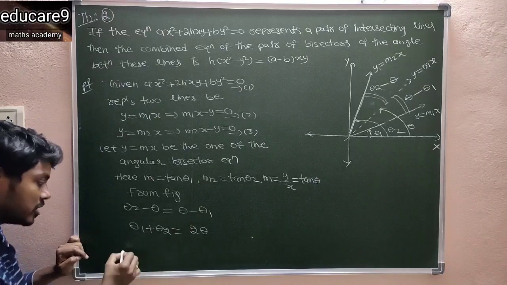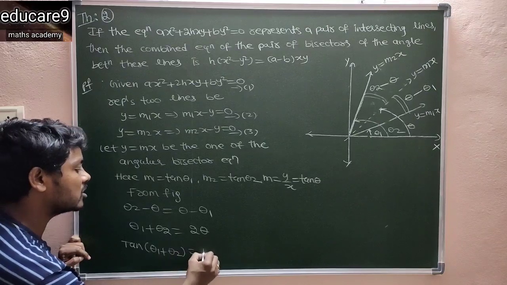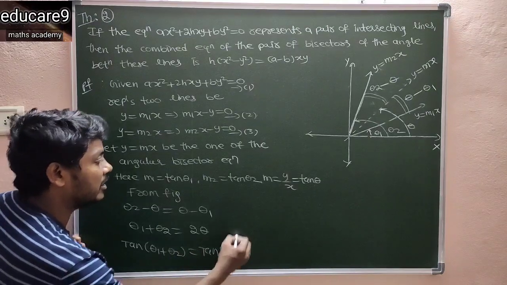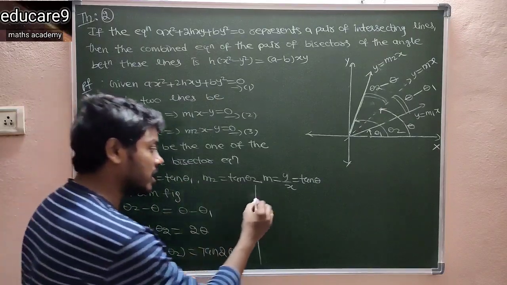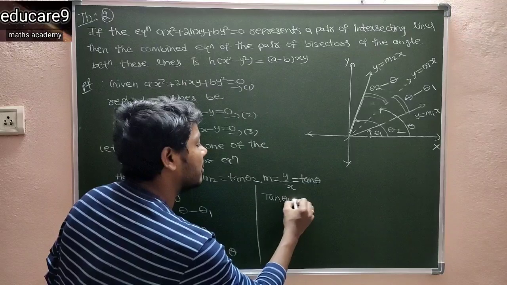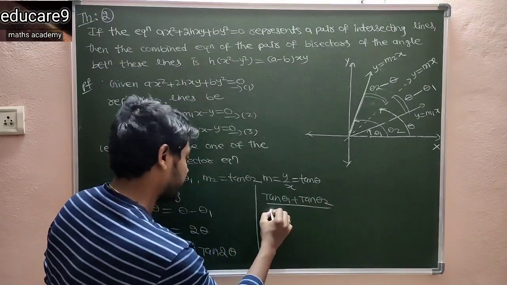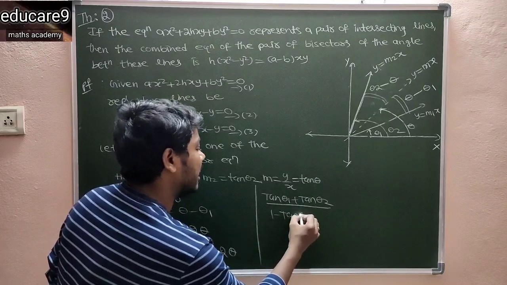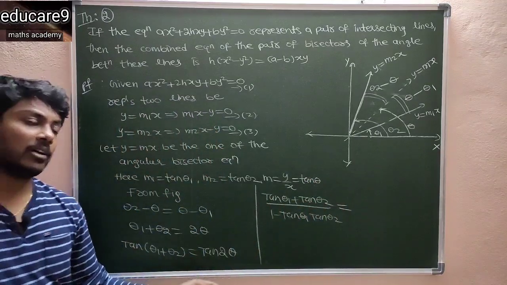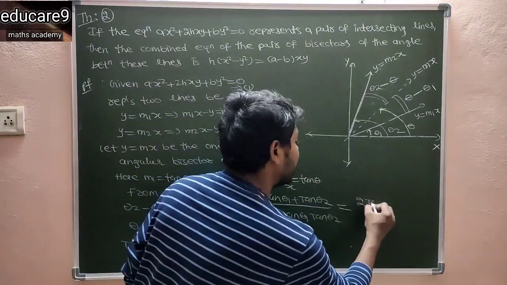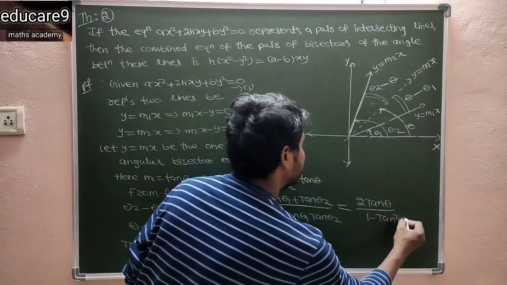And apply tan on both sides. So therefore tan of theta 1 plus theta 2 is equal to tan 2 theta. So you know the tan of a plus b formula. So what is that? Tan theta 1 plus tan theta 2, divided by 1 minus tan theta 1 into tan theta 2, is equal to the tan 2 theta formula. That is what? 2 tan theta by 1 minus tan square theta.